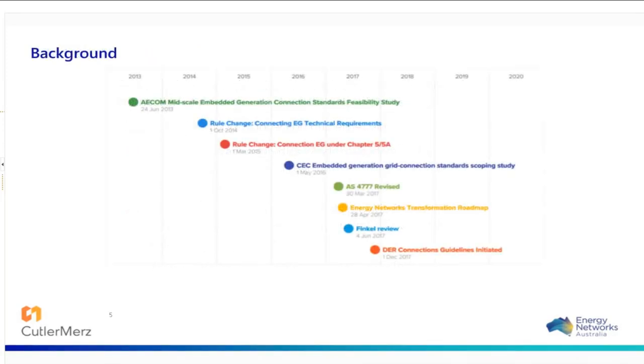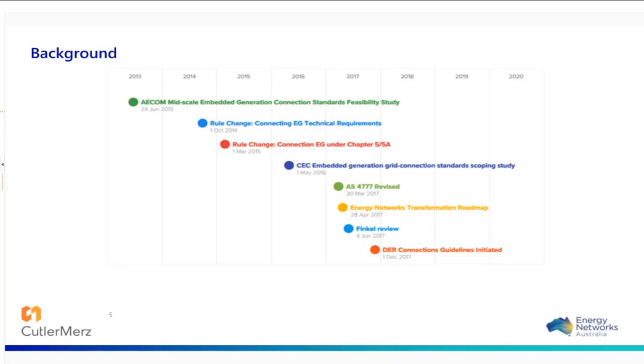I wanted to touch briefly on the history of these technical requirements, because it really has been a long time coming. Back in 2013, the federal government commissioned a study by AECOM which set out that there was a case to produce streamlined technical standards across distribution networks. Then there was a rule change request in 2014 by the Clean Energy Council, and part of that was to request that these technical requirements were set through that process.